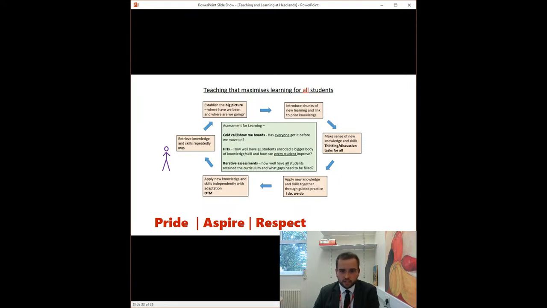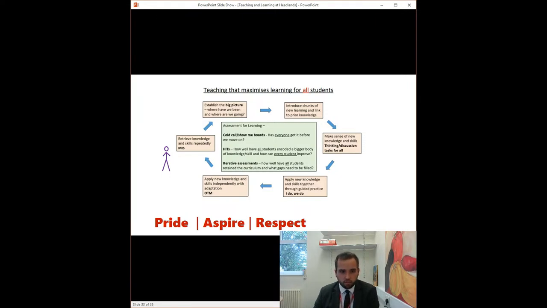Second, we then establish the big picture. So what have we been doing? Where have we been? And where are we going? And how does this lesson link within that? Again, that's absolutely crucial to us building memories. For all of our learning to link together, it makes our memories much stronger if we build links across lessons and across the curriculum.